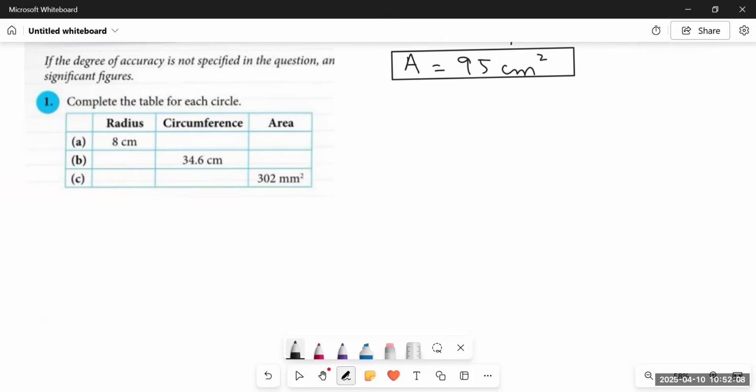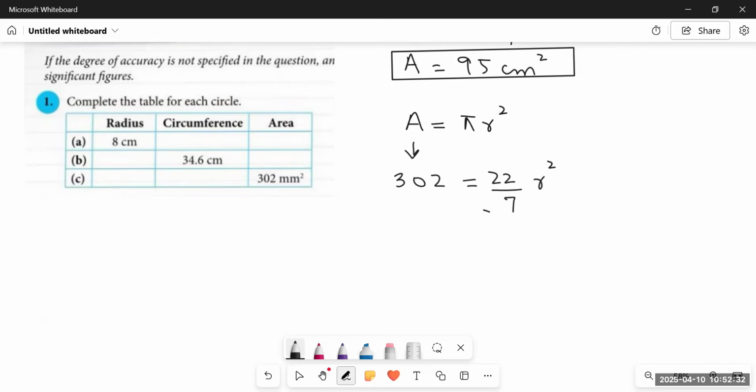So if the area is given, we will use the formula of area, which is pi r squared. Now we will substitute the values. Area is given. So using the linear equation concept, area is equal to 302. We will substitute it with 302, then 22 upon 7, and here comes r square. Since r is missing, we will keep it as it is, that is r square.